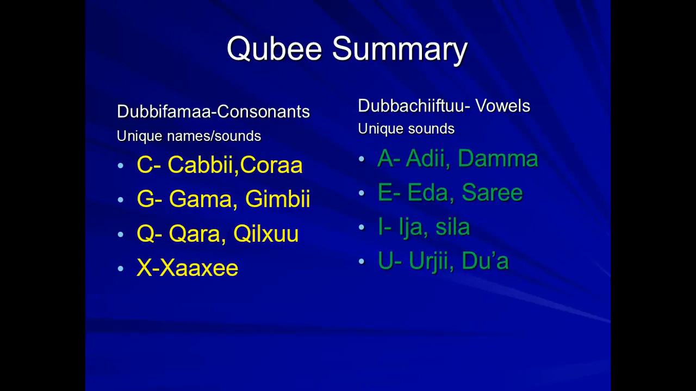So A, for example, Adi at the beginning, or Dhamma, A in both cases, as in Da, A, Ma, A. That represents the A sound. That's what we always call A. It is not the English A in Oromo. The second one, which is E in English, is Eda, and it is always the same. It represents the sound A.